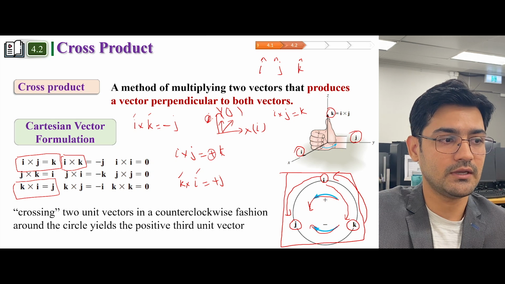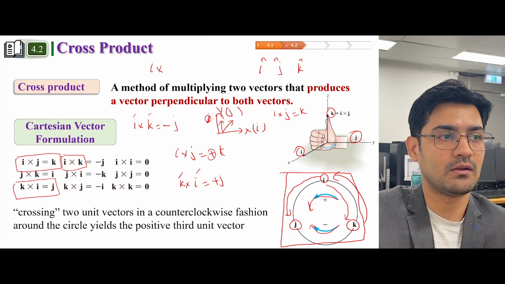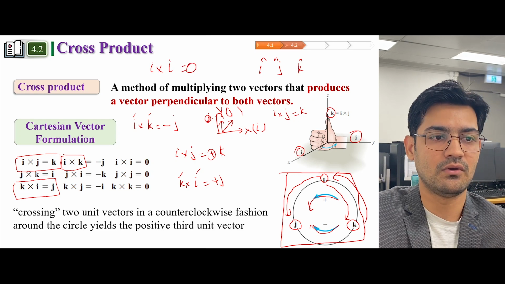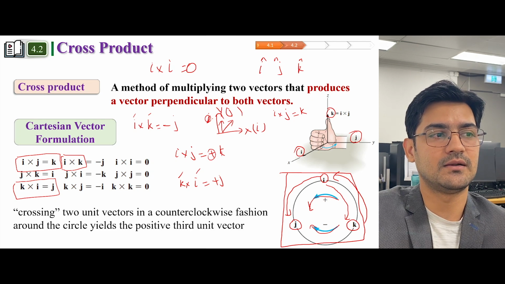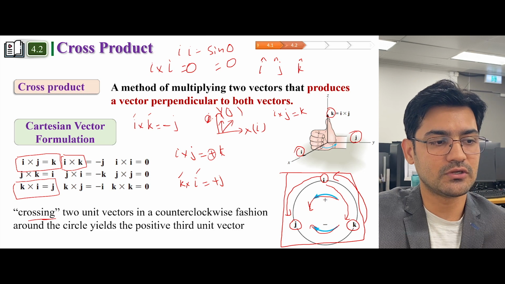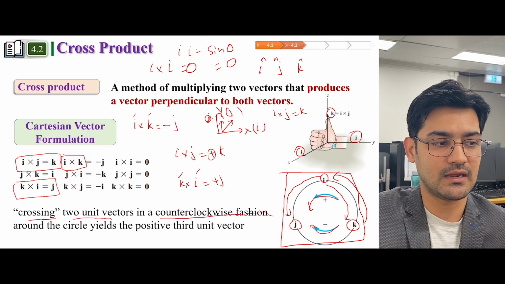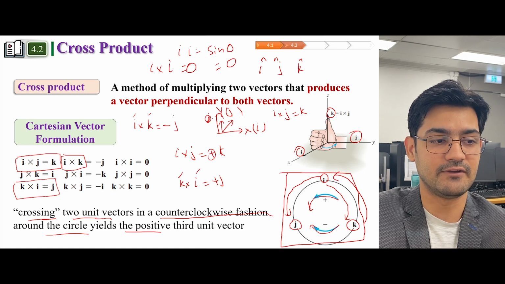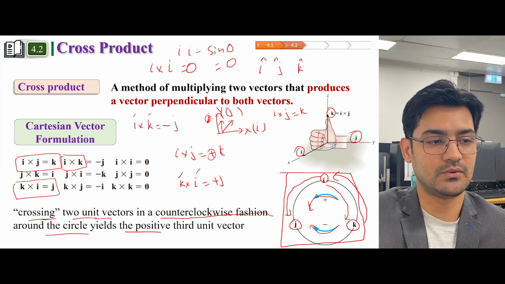Now, what about if you multiply i vector with i vector? If you multiply i vector with i vector, you will get 0. The reason is that the angle between both the vectors i and i is 0, and sine 0 is 0. So crossing two unit vectors in an anti-clockwise fashion around the circle yields a positive unit vector, as we have discussed here. But if it's clockwise, then it will be negative.